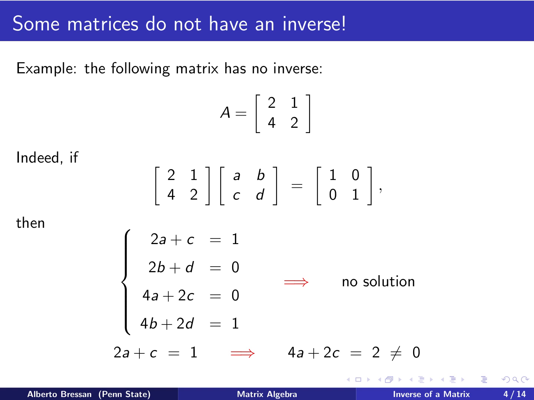There are no solutions a, b, c, d that will satisfy this relation, and therefore there is no inverse matrix of A. So in that case, we would say that A is not invertible.